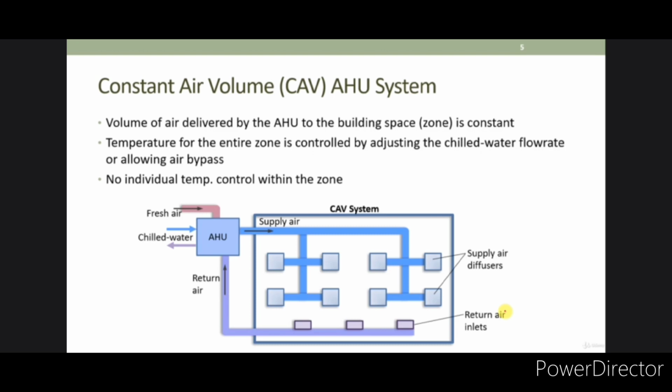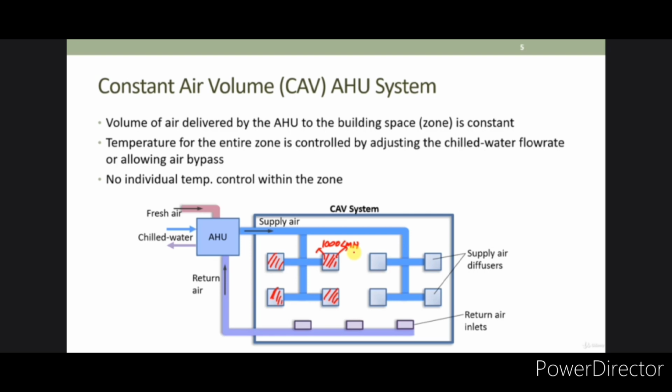So constant air volume, as the name suggests, means the amount of air that's coming out from the diffusers is fixed. So for example, all these squares are the diffusers where cold air comes out. So let's say you design for 1000 cmh, and no matter what happens, it will always supply this amount of cold air to each individual air diffuser. So you are not able to modulate. You are not able to say I want 500 cmh or I want 1002 cmh. You are not able to do so because it's constant air volume.